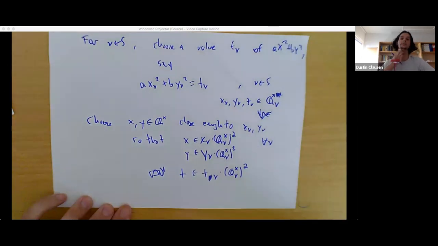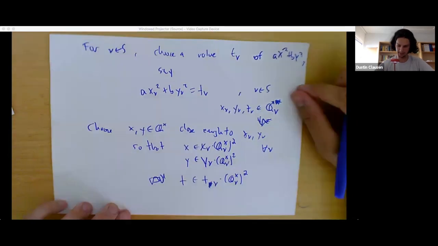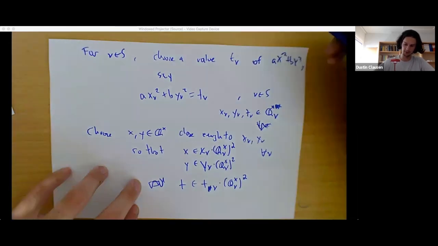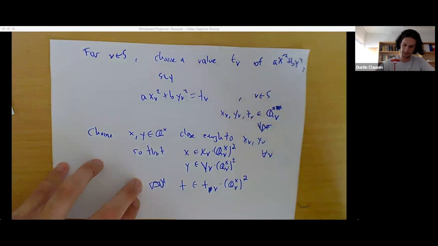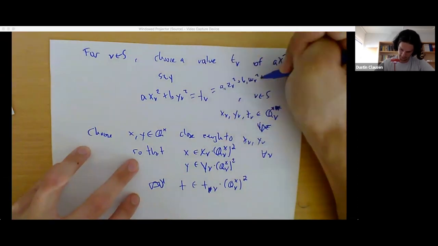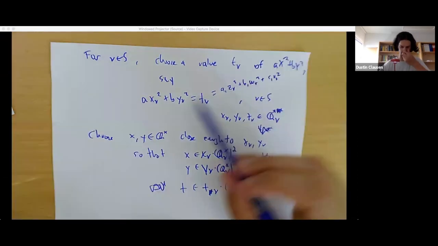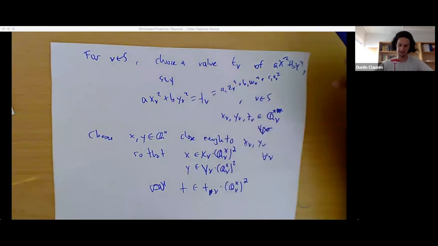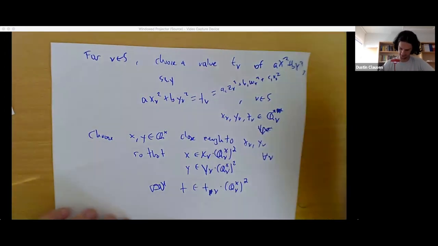What am I trying to say? I didn't make it precise enough. I'm sorry. I don't want to choose a random value of ax squared plus by squared. I want to choose it just like in the previous one, so that this is equal to a1 z nu squared plus b1 w nu squared plus c1 v nu squared. So I want to choose rather a zero of my quadratic form over Q nu, and let t nu be the thing that's equal to both of the halves, since I put a minus sign on. So we're doing it just like in the previous lemma. I'm sorry for getting confused about this.